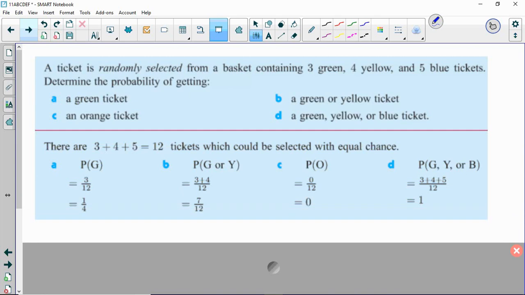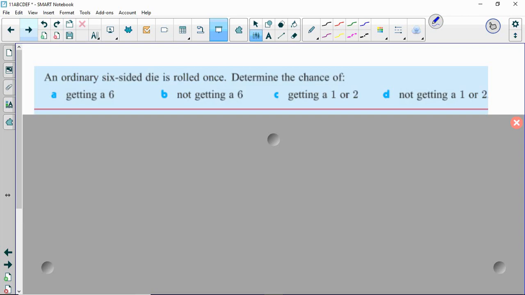And then letter B, green or yellow. Or means we're going to add things up. So there's 3 greens and there's 4 yellows. So there we go. Orange. Wait, there were no orange tickets. Okay, probability of 0. And then green, yellow, or blue. Again, we add up the greens, the yellows, and the blues together. And we get 12 out of 12. So we have to get one of them when we choose the ticket.